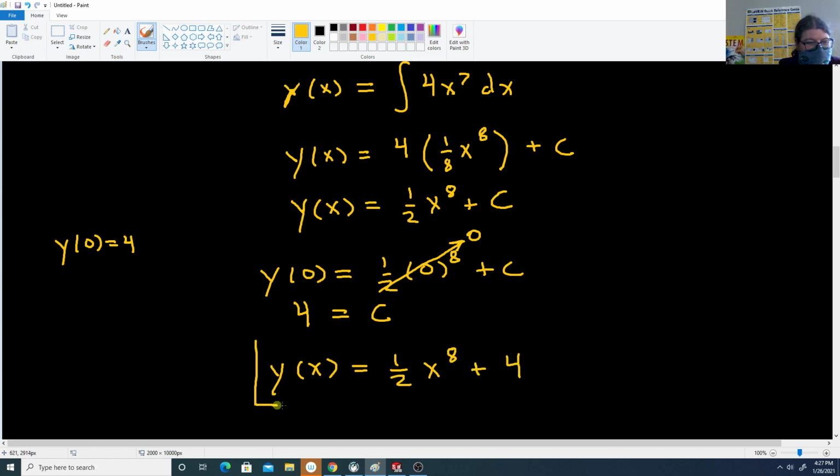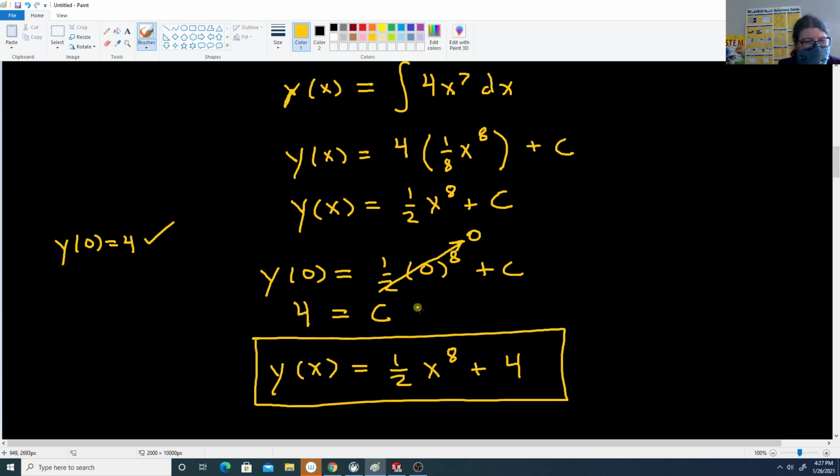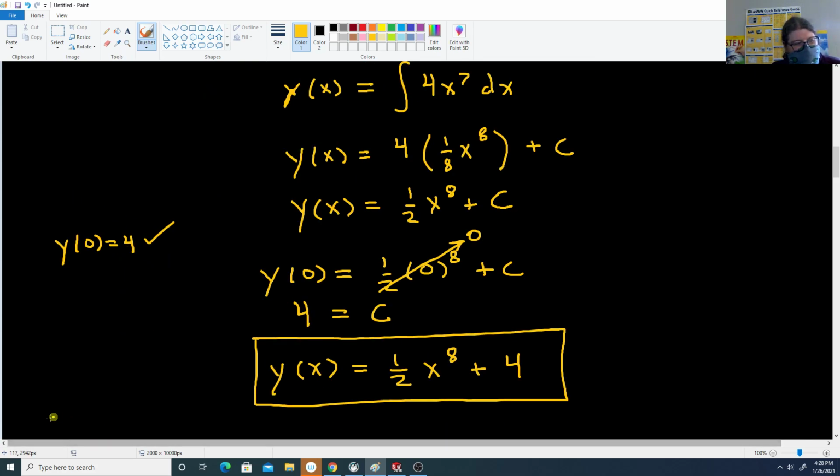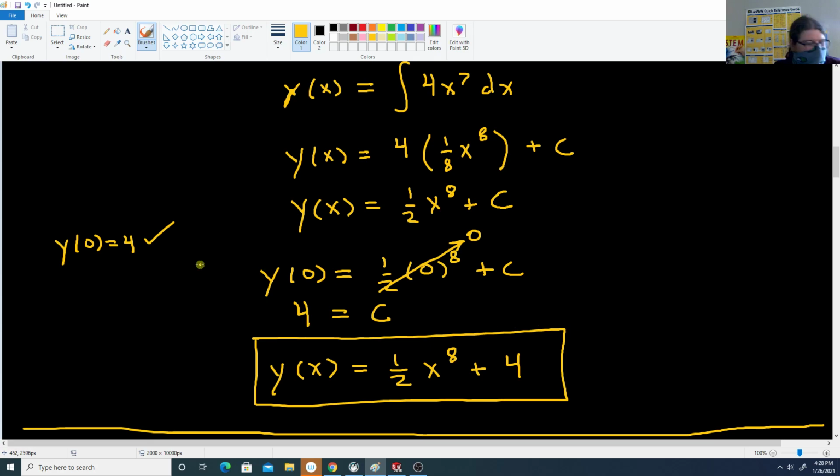This is an equation that whenever I put y of 0 in, I get 4 back. If I take the derivative, 8 comes down, 8 over 2 is 4, and then I get 4x to the 7th, and the plus 4 disappears. So I have the derivative. The derivative dy dx is 4x to the 7th, and it satisfies the initial condition here. And that is my solution to that initial value problem.